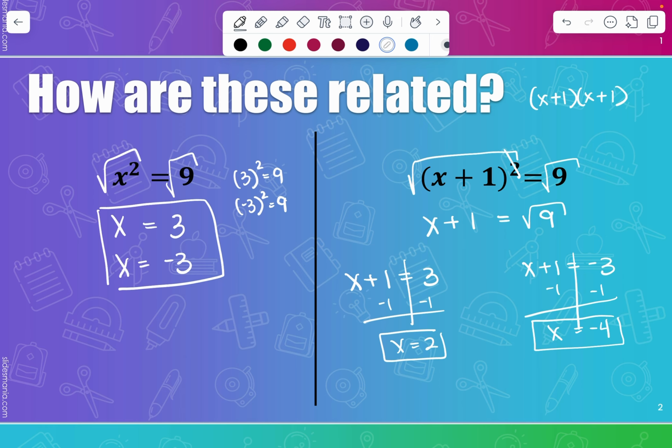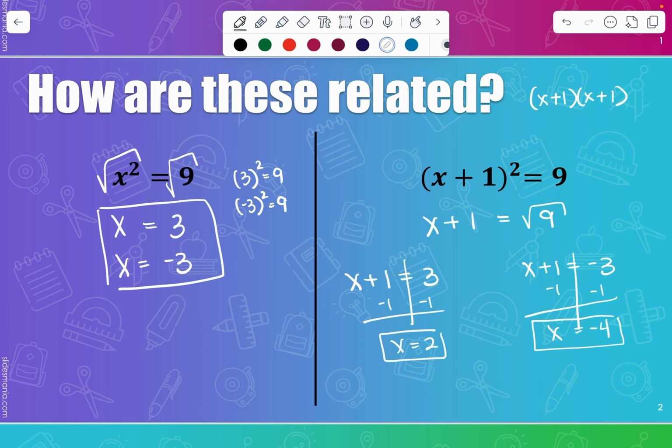Now, how this works when we look at the original equation is if I were to plug in a 2 for x, what I end up getting is 2 plus 1, which is 3 squared, and that's 9. If I plug in a -4, -4 plus 1 is -3, and -3 squared is 9. So we're just figuring out the values that would make that binomial a positive 3 or a -3. So it's very similar to what we did yesterday. It's just going to be a little bit more complicated at the end.